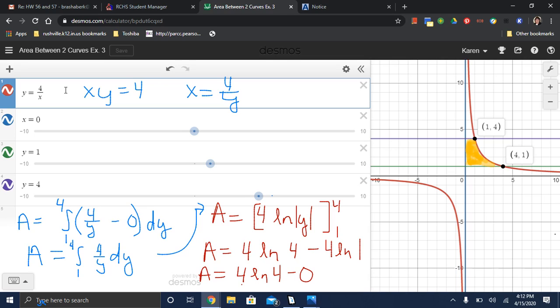So if you need an exact answer, 4 natural log of 4, or a decimal approximation, which would be approximately 5.545. So the area in this shaded region is 5.545.